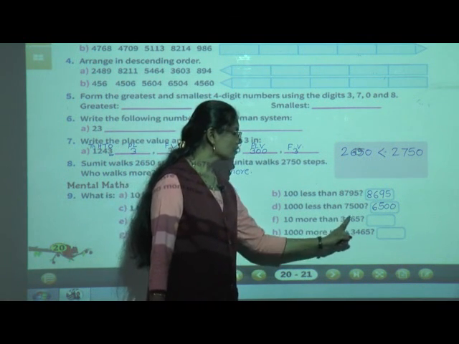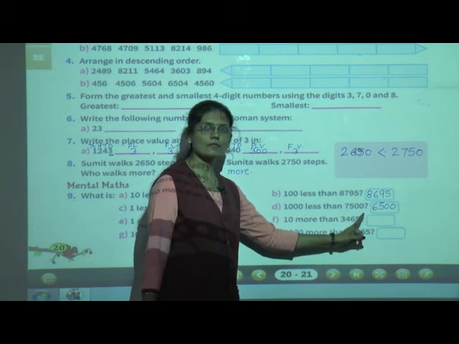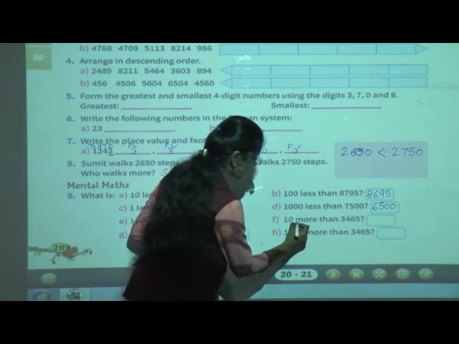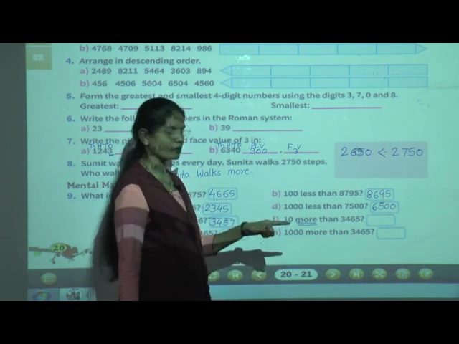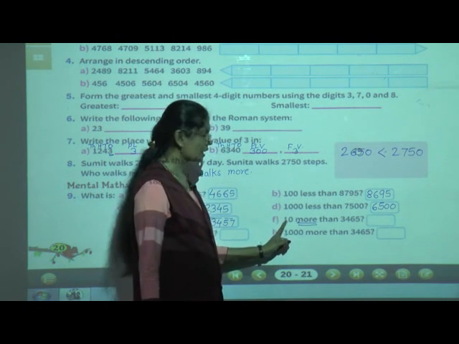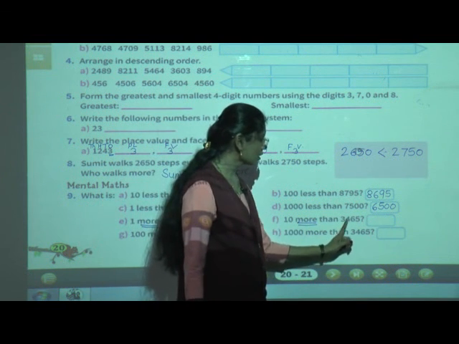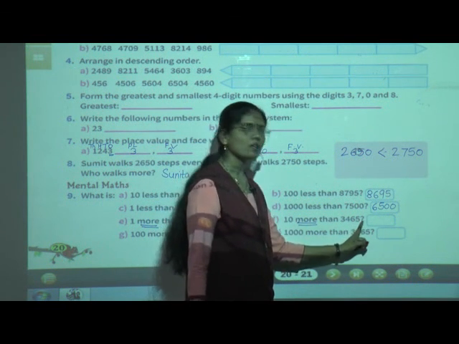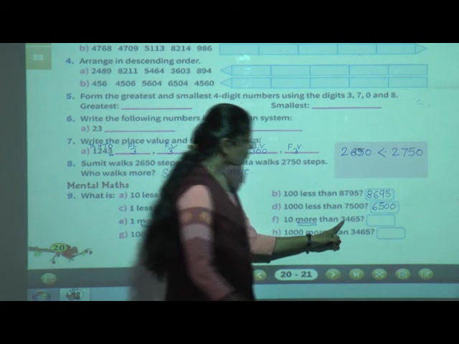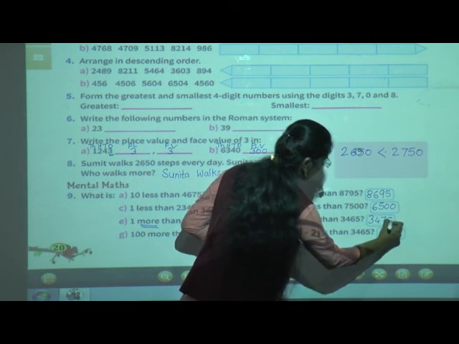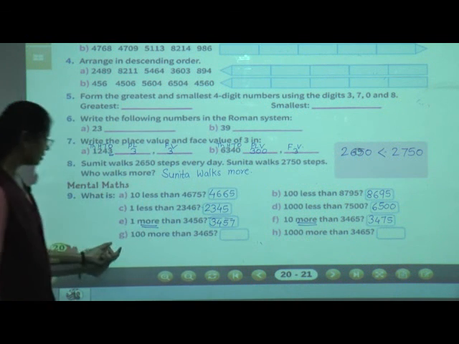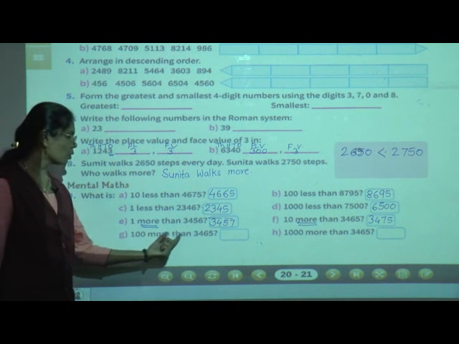Now move to the next question. 10 more than 3465. Again more is there. More means addition, less means subtraction. How many you have to add? 10. So do the addition. 3465 plus 10. What will be the addition? 3475.